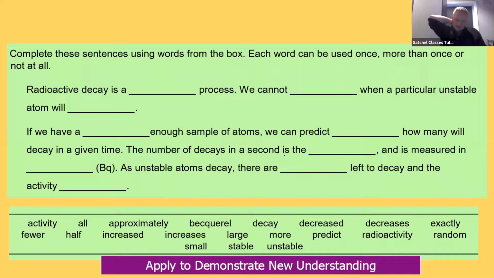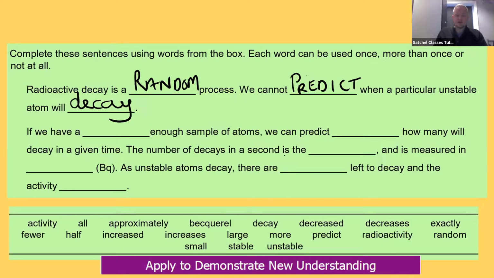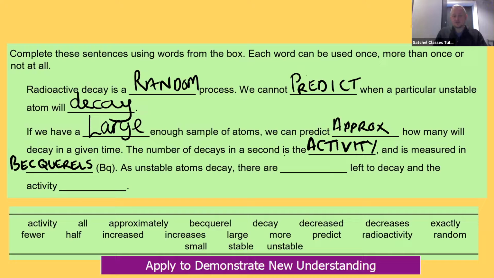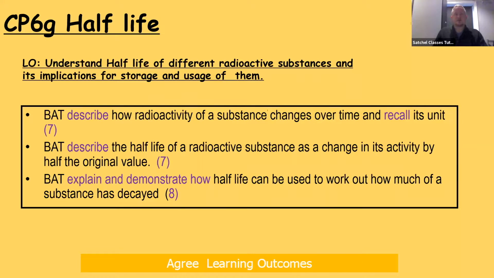Just to recap what we started with, radioactive decay is a random process. We cannot predict when a particular unstable atom will decay. If we have a large enough sample of atoms, we can predict approximately how many will decay in a given time. The number of decays in a second is the activity, and it's measured in becquerels or Bq. As unstable atoms decay, there are fewer of those left to decay, and so the activity decreases.